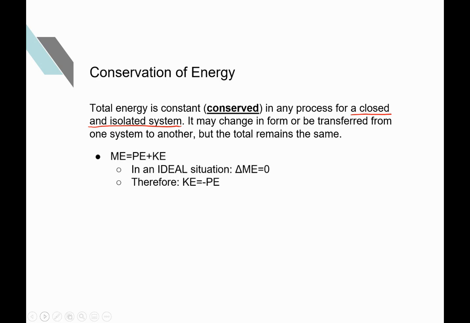Our mechanical energy is equal to our potential energy plus our kinetic energy, and we did talk about that yesterday. Something we talked about in class today is that mechanical energy can also be written as U plus KE, because sometimes U is the symbol used for potential energy. So in an ideal situation, our change in mechanical energy is 0. When we have an increase in kinetic energy, we have a decrease in potential energy.